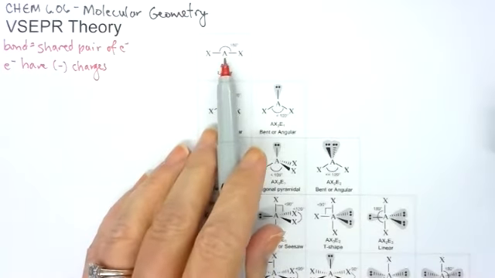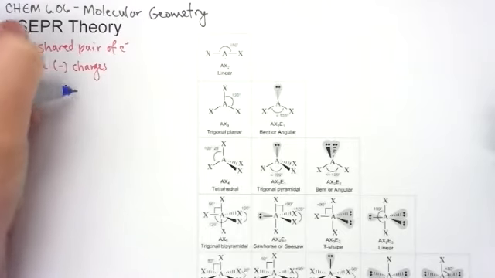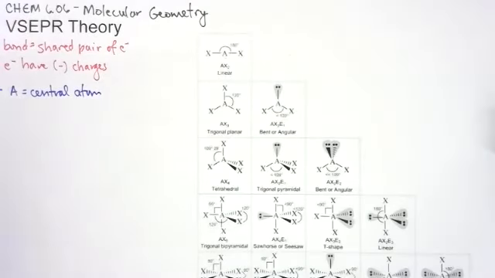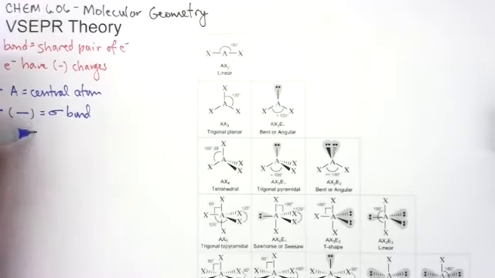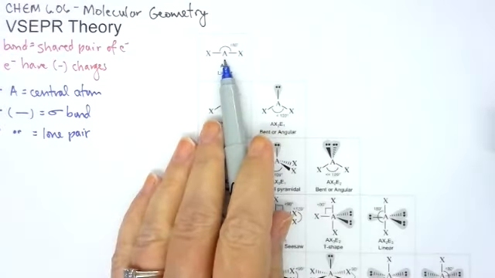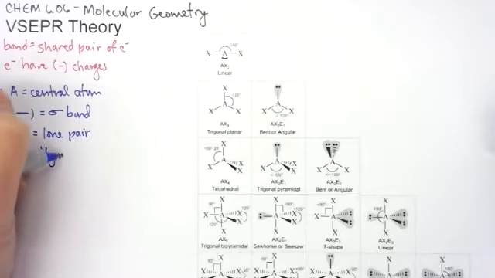So if you look at this molecule, for all of these diagrams, let's talk about these symbols a little bit. Every molecule has a central atom, and so A is our central atom. And a bond indicates a sigma bond. A pair like this indicates a lone pair. So for this molecule, A is my central atom, and X would be outlying atoms.